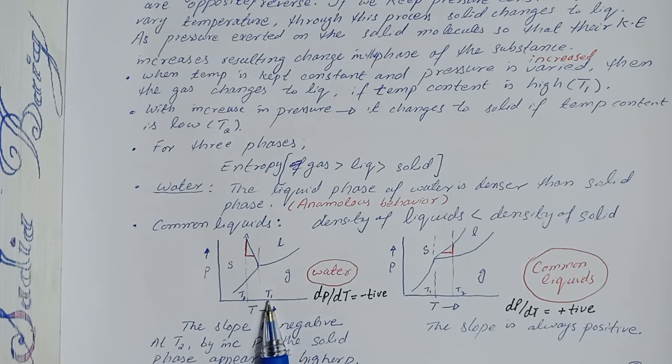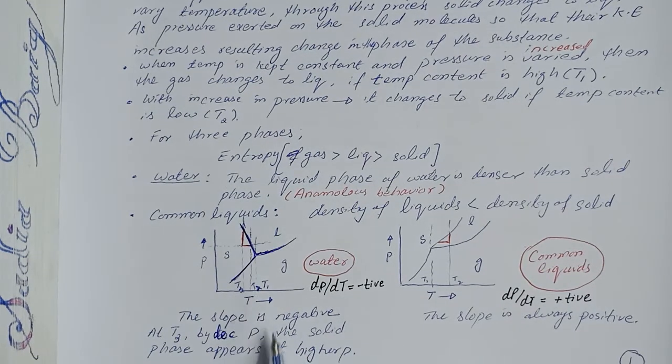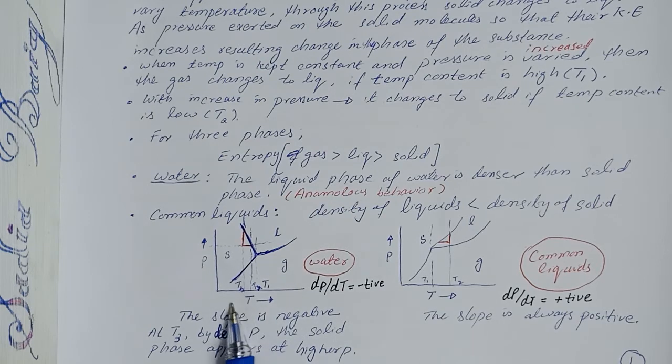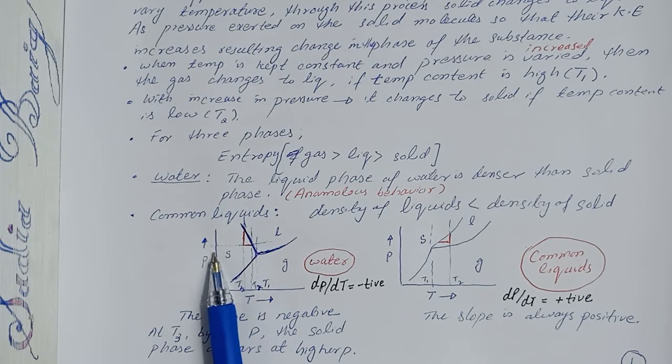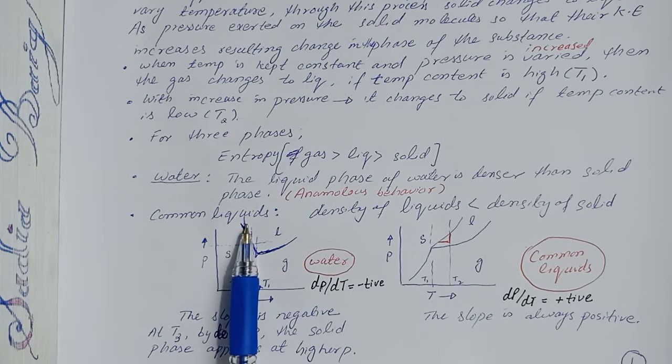So by increasing the temperature from, here I have drawn the three temperatures T1, T2 and T3, and at a particular pressure, when we are moving from temperature T1 to T3, we are moving from liquid to solid phase. Whereas let's select the temperature T3. At this temperature, by increasing the pressure, we can move from solid to liquid phase.